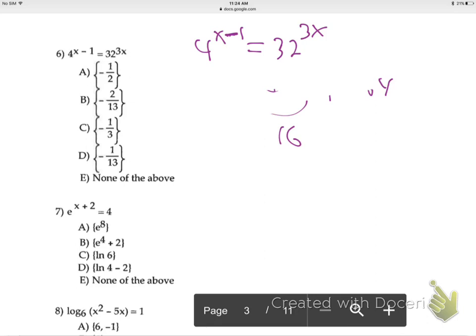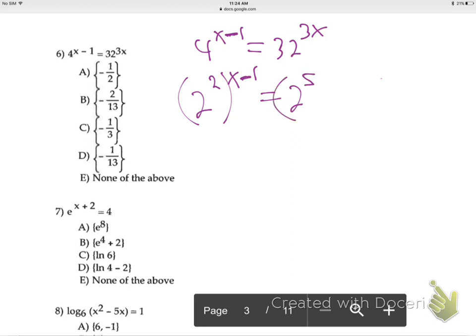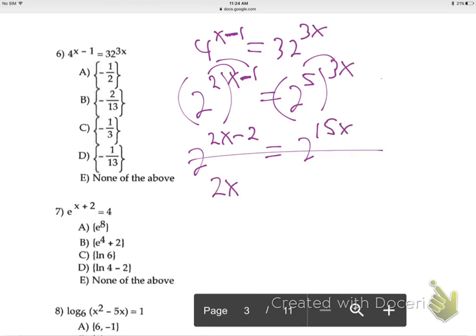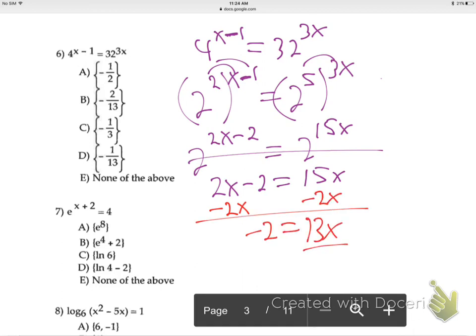So then what could we do? Remember, sometimes we did that in the homework: we had to make both of them out of some other smaller base. So you make them both out of 2. 4 is 2 squared, and 32, use your calculator, is 2 to the 5th. And then you know the deal. Powers on the same base multiply. So this would be 2x minus 2, distributes, 15x. We good so far? Then cut out the bases. So 2x minus 2 is 15x. We have x's on opposite sides. You know the drill. Subtract 2x from both of them. Minus 2 is 13x, divided by 13. There it is, -2/13, B.